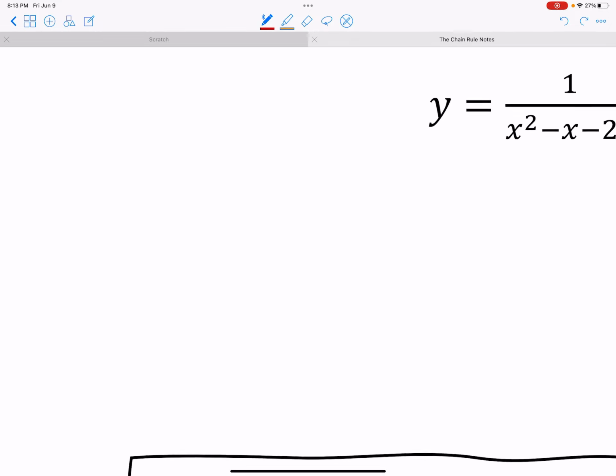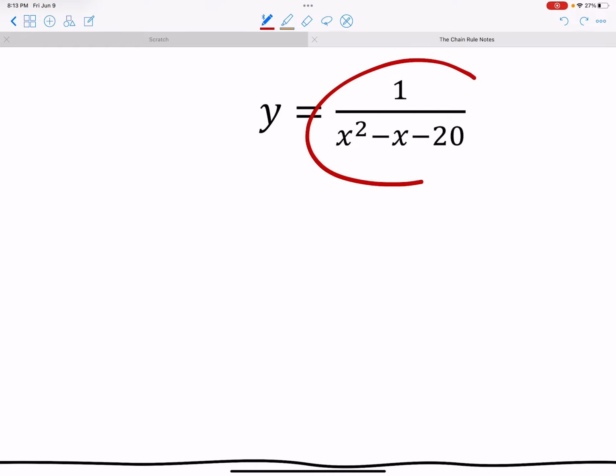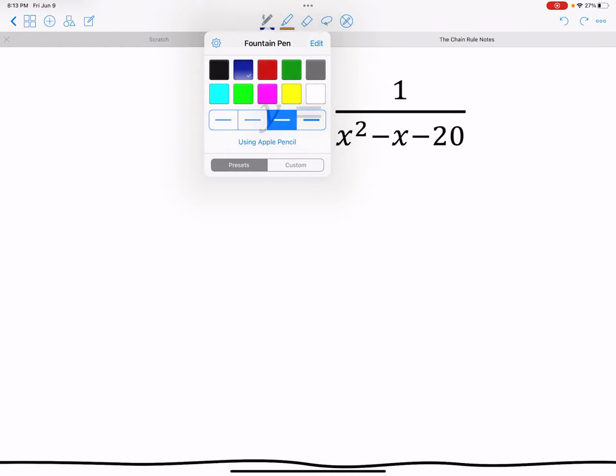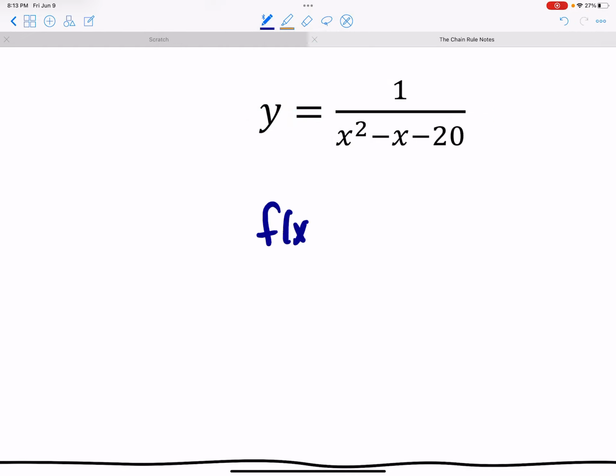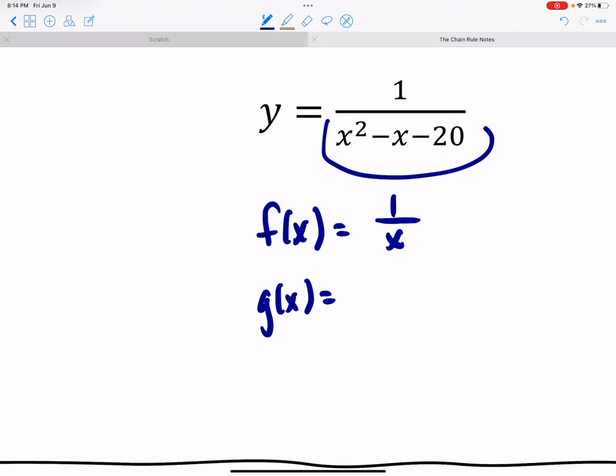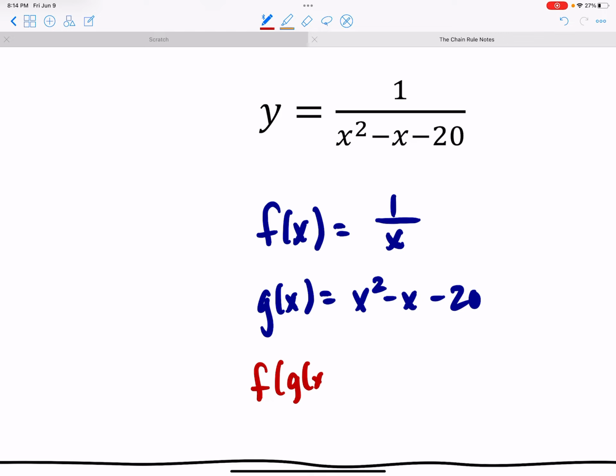All right, and then one more. In this one, I have a rational function, and my parent rational function, or my parent reciprocal function, is just 1 over x. That means in this case, g of x, my inner function, is this entire quadratic here. So that would be x squared minus x minus 20. So that if I was looking for the composition, f of g of x, I would take this whole quadratic, plug it in here, and I would have the function I started with.